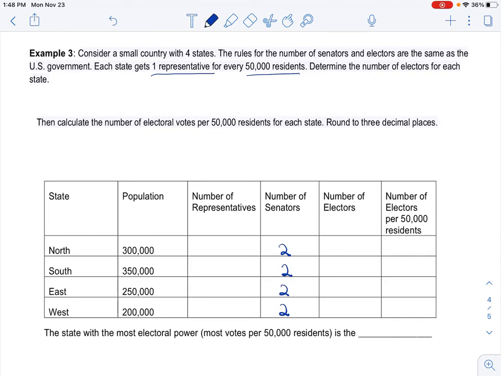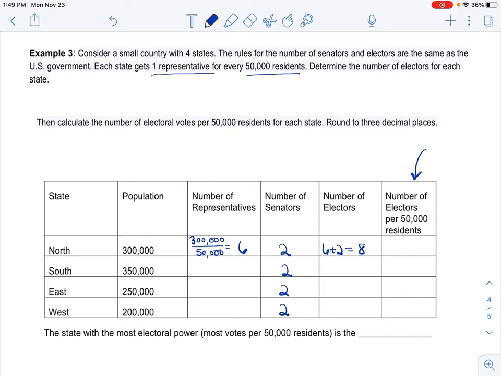Okay, so to find the number of representatives, you're going to take your population and you divide it by how many representatives they get per resident. So this is, they get 1 per 50,000. So it might be different when you're doing the homework. So when you do that in your calculator, we end up getting 6. And remember, number of electors is we add these 2 together, so we get 8. I'm going to hold off on filling in this column to the end.